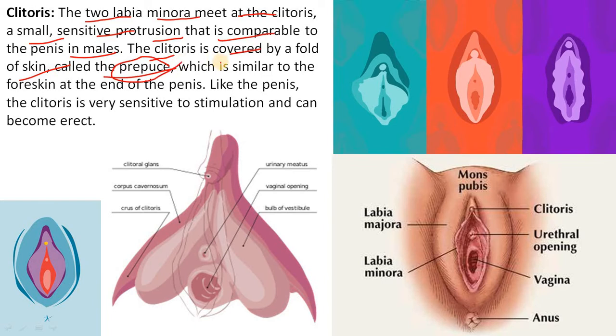Okay, you need to remember this, which is similar to the foreskin at the end of the penis. Like the penis, the clitoris is very sensitive to stimulation and can become erect. So both the labia minora meet at the clitoris, which is a small and delicate protrusion that is analogous to the penis in the male reproductive system.